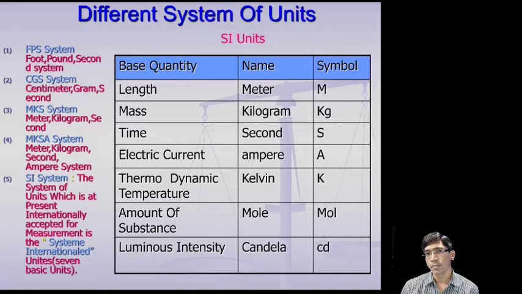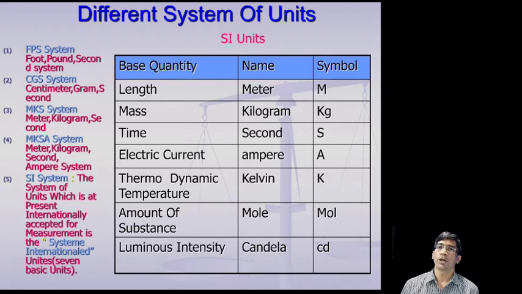The MKS system is the meter, kilogram, second system. Meter is the unit of length, kilogram is the unit of mass, second is the unit of time. Another is the MKSA. We use this system of units in the electricity and magnetism field. So it is meter, kilogram, second, ampere. Then another is the SI unit. What is the SI unit? It is the system international unit.